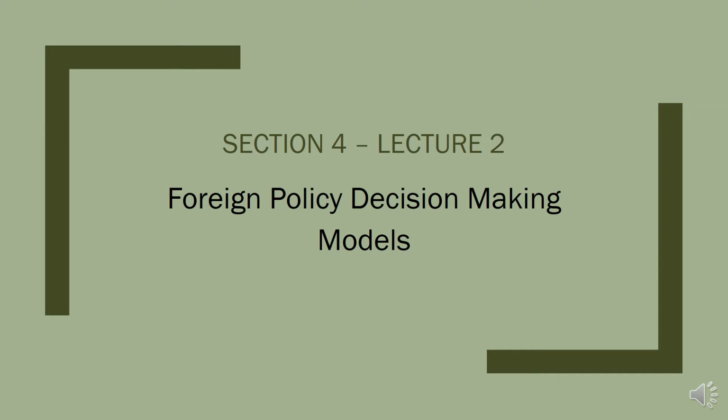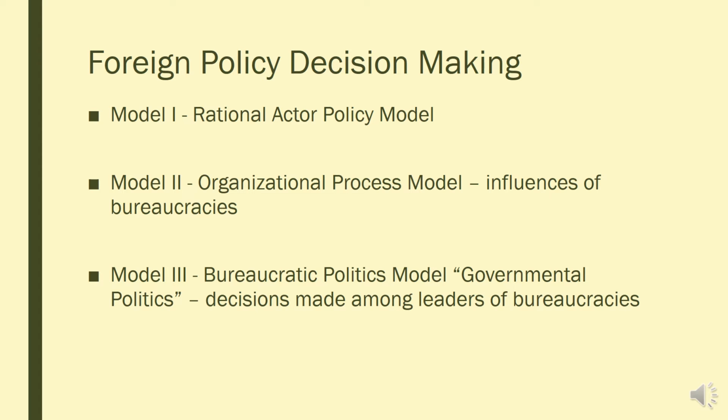This is section 4, lecture 2. We're still talking about foreign policy decision-making models, and in this lecture we're going to be talking about the rational choice model. This is the first model that is described and put forward by Graham Allison in his work Conceptual Models in the Cuban Missile Crisis. We will talk about the organizational process model and the bureaucratic politics model in separate lectures.